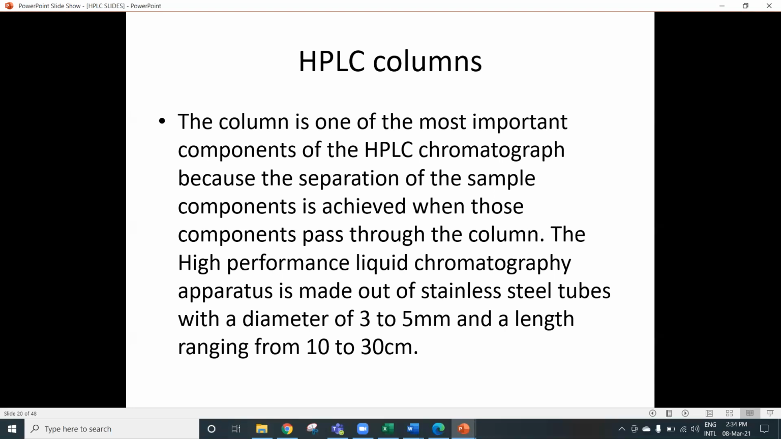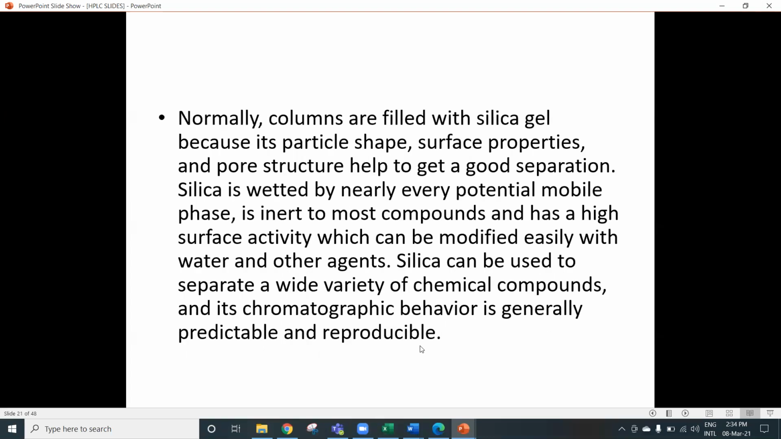The HPLC column is usually made of stainless steel tubes with an internal diameter between 3 to 5 millimeters and a length ranging from 10 to 30 centimeters. You can see here that the length of the HPLC column is far shorter than that of the GC. A GC column can be as long as 100 meters, while the length of the HPLC column ranges from 10 to 30 centimeters.